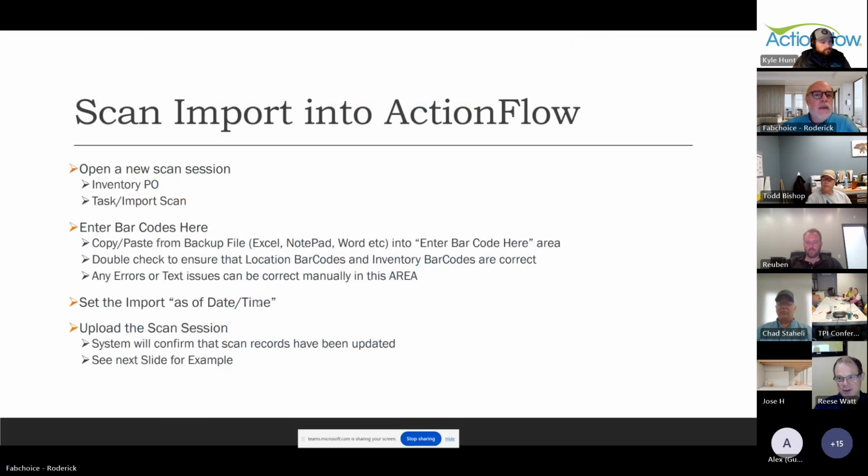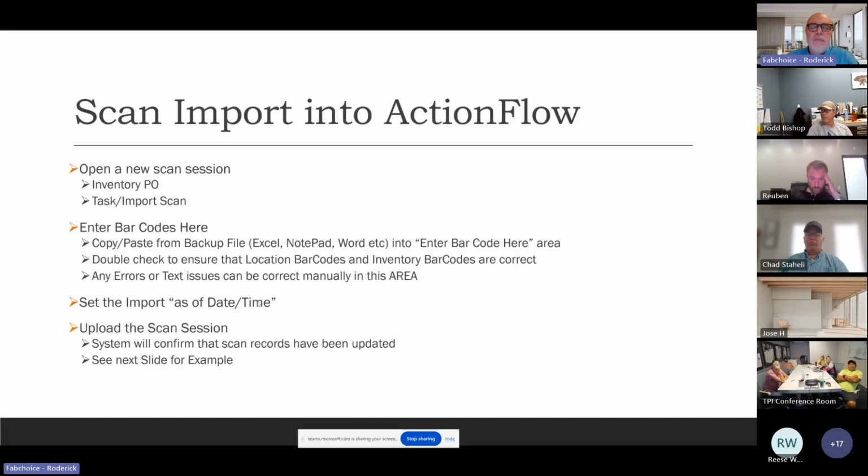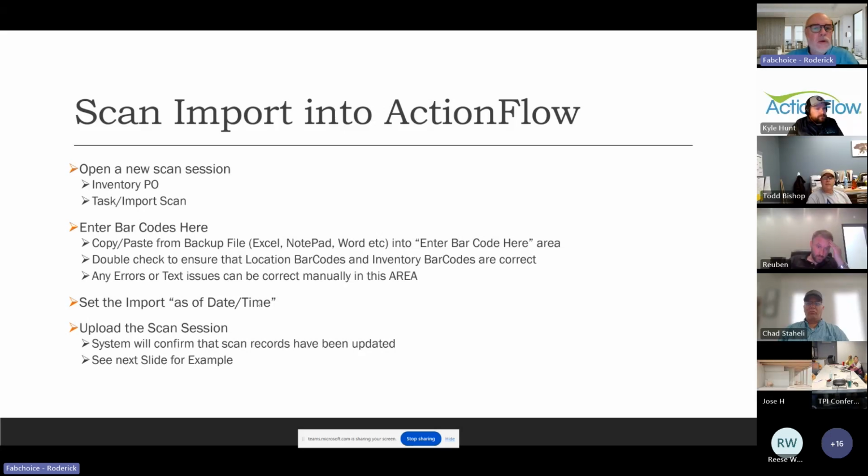That's right. If you had seen this beforehand, after you reviewed it earlier today, I made some modifications based upon your suggestions. So I did add that in there later on. Okay, so the first step here was to open a new scan session. This is now going into ActionFlow. If you follow along in ActionFlow, you'll go to the inventory PO module, go to task import scan, and here's where you're going to copy and paste from your backup files into the column labeled enter barcode here. We'll have a little show of this in a moment, so you can see how that works.